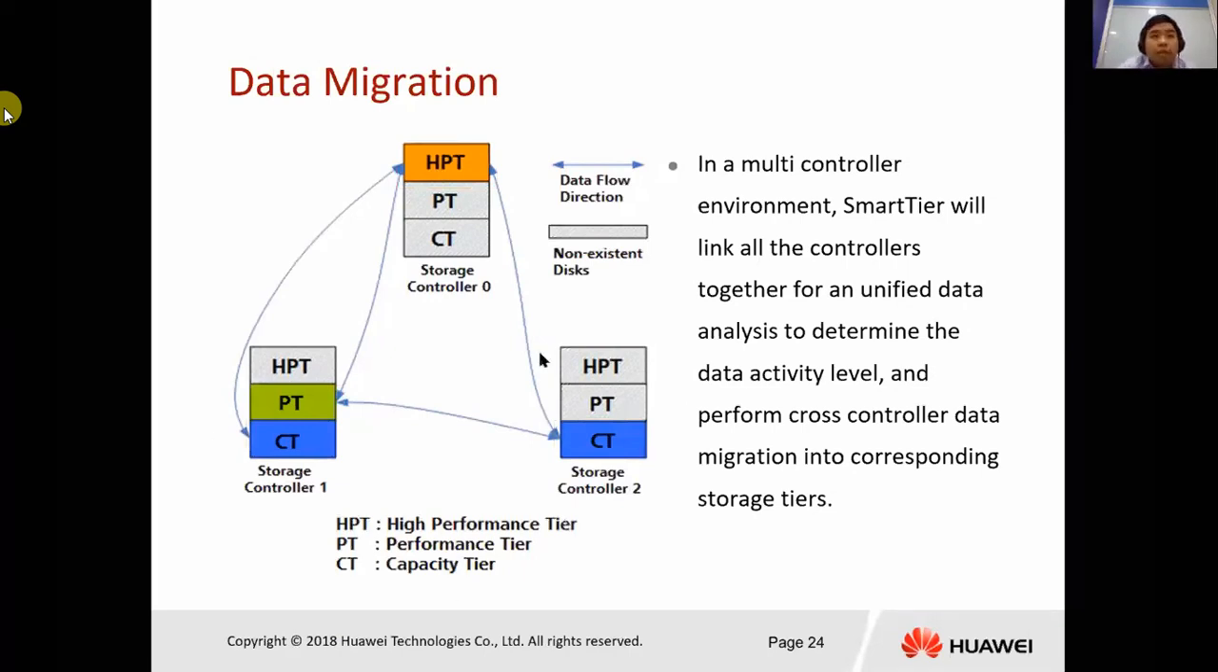Let's say that you have multi-controller, and then each controller controls a different type of hard disk. For example, controller 0 only has SSD. So if whatever data in controller 0 is not hot data, you need to migrate it to another controller. So Smart Tier does support cross-controller migration. You migrate your data from SSD into the SAS here. You see that migration? That's what you're talking about. Okay. All right. Yeah.